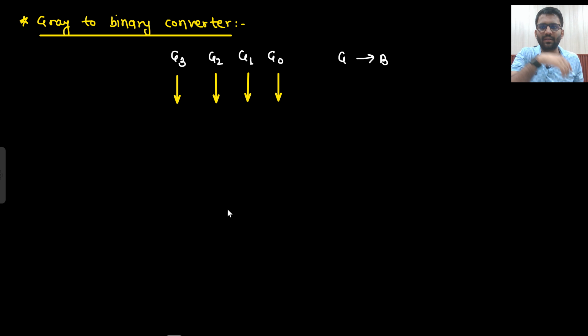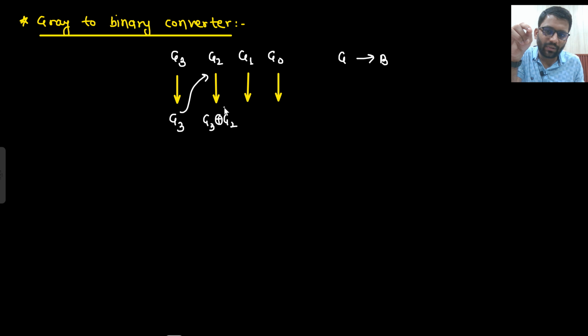Right? Let's write the gray to binary code converter. Gray to binary, GB. If you are GB, you will look down. So G3 will come as it is. Now in the next step what will happen? G3 XOR G2. Next what will happen? G3 XOR G2 XOR G1. And now next what will happen?